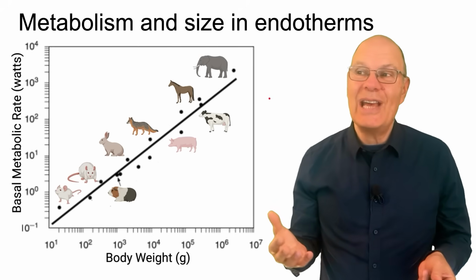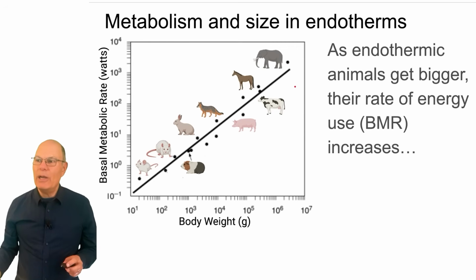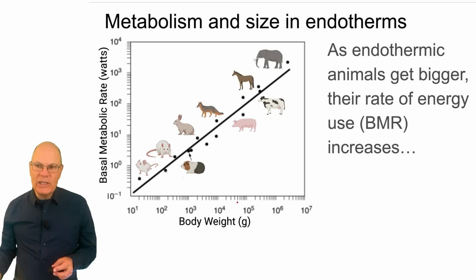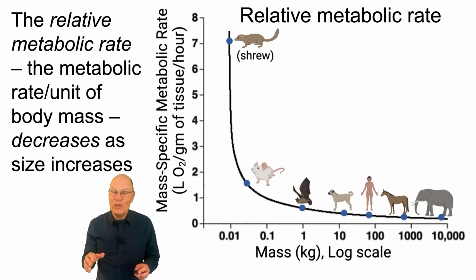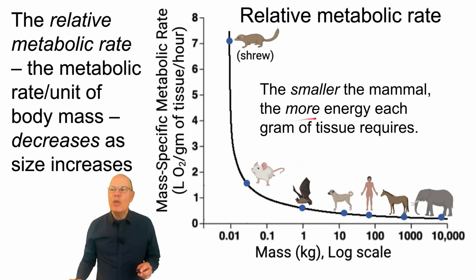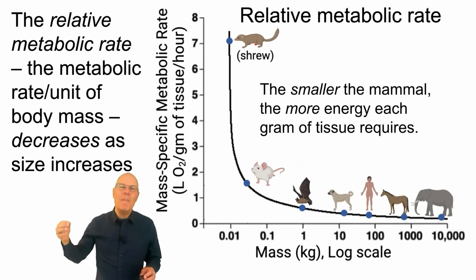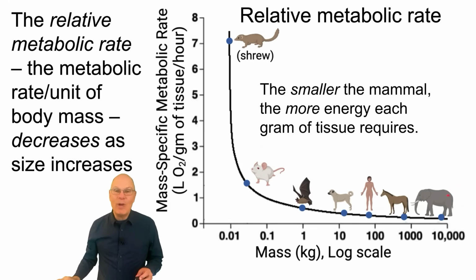Metabolism and size in endotherms. As endothermic animals get bigger, their rate of energy use, their basal metabolic rate, increases. No surprise, but an elephant consumes a lot more energy than a mouse does. And if you scale your axes, your x-axis and your y-axis, as is shown here, that increase in energy use scales in a linear way. If you look at energy use from a slightly different angle, there's a fascinating relationship between size and metabolic rate. That relates to the relative metabolic rate. The relative metabolic rate is the metabolic rate per unit of body mass, and it decreases as size increases. So the smaller the mammal, the more energy each gram of tissue requires. In other words, each gram of tissue in a shrew is burning much, much more energy per the same unit of time than a gram of tissue in an elephant.